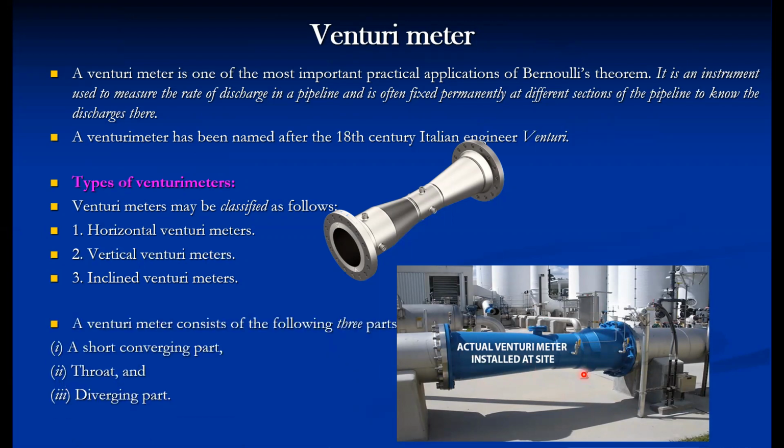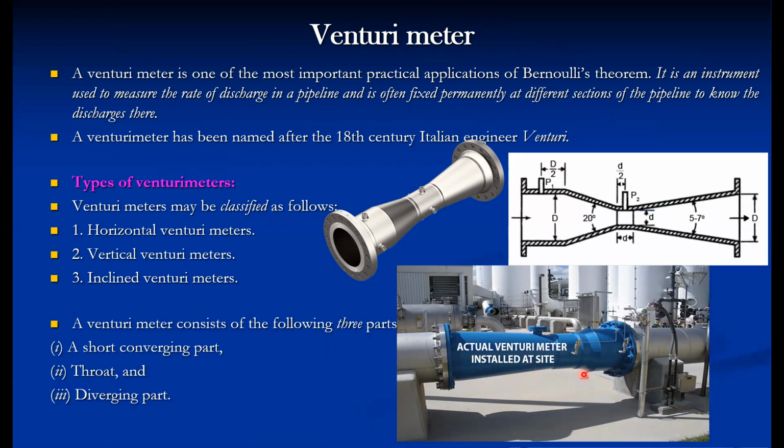The venturimeter mainly consists of three parts: the inlet section, followed by a short convergent part, then a cylindrical throat, and then a divergent cone. The angle of convergence is 20 to 21 degrees. These are the optimum dimensions we can see: diameter of throat equal to length of the throat, and the angle of divergent cone is 5 to 7 degrees.